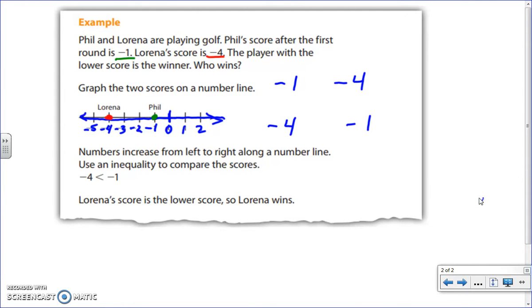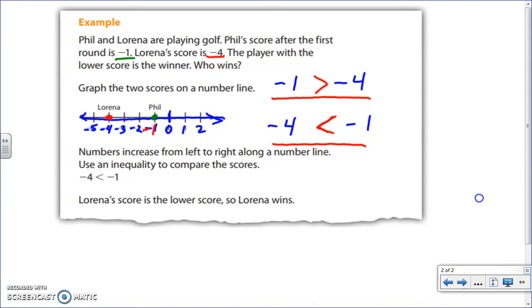When I look at the number line, I see that -1 is clearly farther to the right on the number line, farther to the right. So I know that it's the greater number. The inequality always opens towards the greater number. So I know that -1, we would read this as -1, is greater than -4. Or I could say that -4 is less than -1.